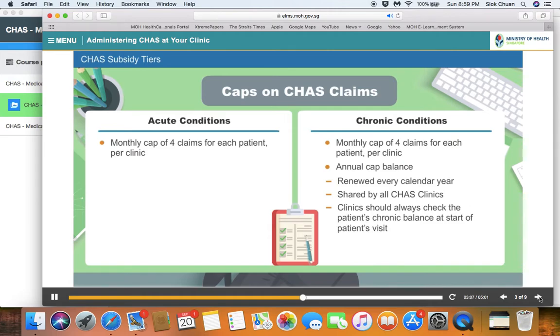Clinics should manage their chronic patients' conditions and their subsidy balance throughout the year. It is important to always check the patient's remaining chronic balance at the start of the patient's visit, so as to better advise patients on the amount of chronic subsidy that the patient can claim for that visit.